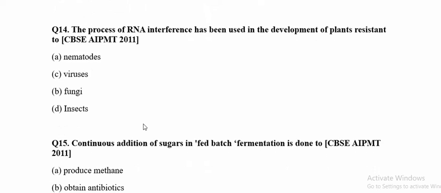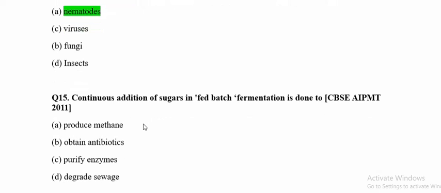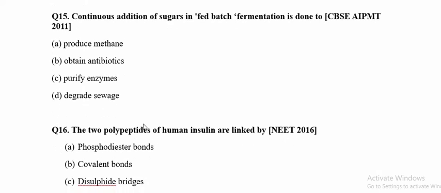Then going to question number 14, the process of RNA interference has been used in development of plant resistance to nematodes. Option A is the correct answer here. Going to question number 15, continuous addition of sugar in fed batch fermentation is done to produce methane, obtain antibiotics, option C, purify enzymes, or option D, degrade sewage. It is done for purification of enzymes, so option C is the correct answer.